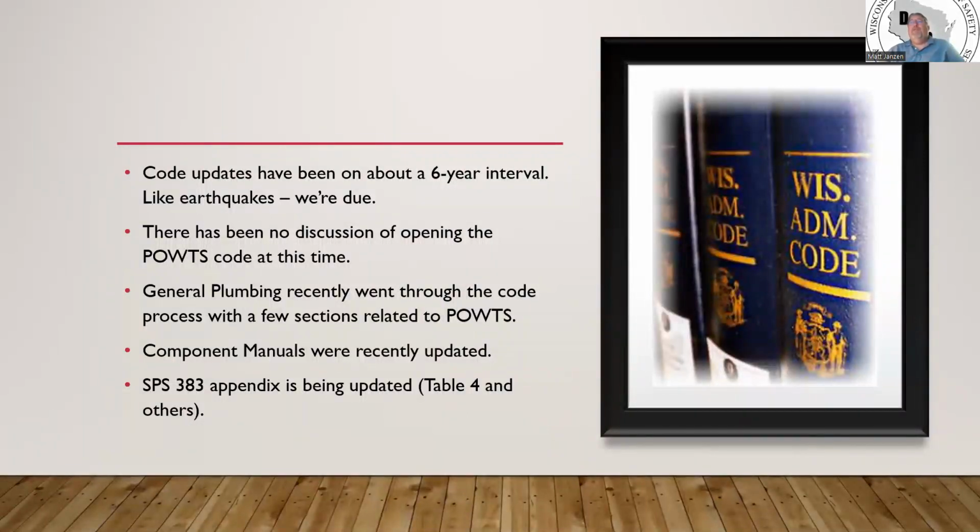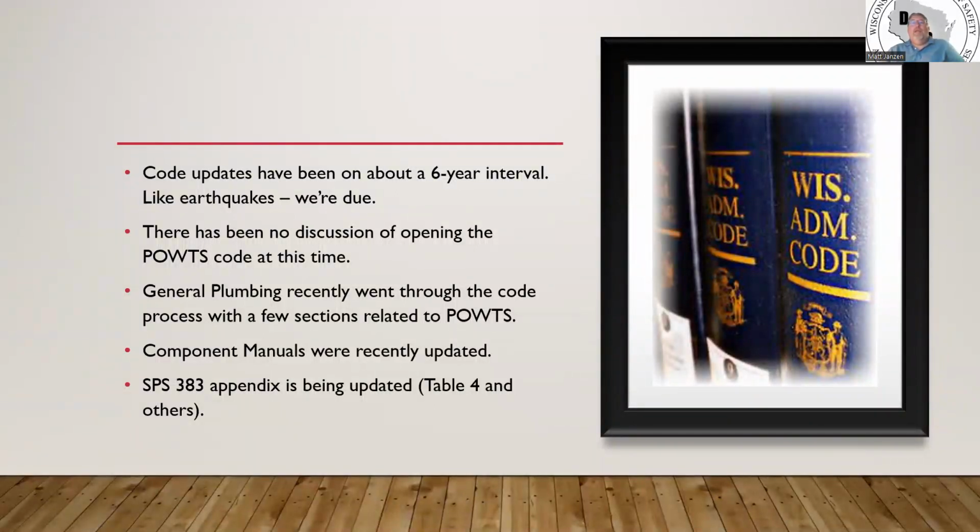General Plumbing recently went through the code process with a few sections related to POWTS. We've talked about those before at POWTS Chat, some of the things in General Plumbing that affected us. So there's been a few little minor things related to that. We did recently update component manuals, but they're outside the code. They're listed in or referred to in the code, but component manuals, those we can update. And that's why it was done that way, to allow us to update component manuals without having to go through the official code process. That's a long drawn out process that can take 2 to 3 years to complete.